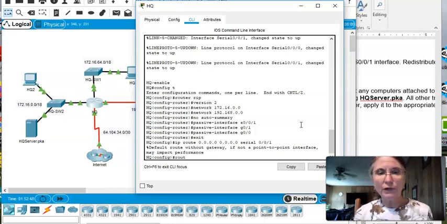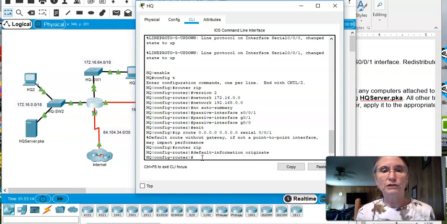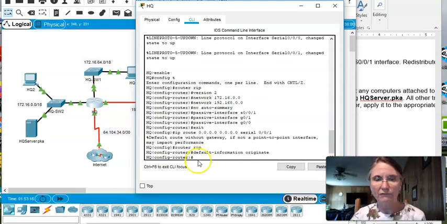But now we need to redistribute, so we need to go back into the router RIP prompt and issue the default-information originate command to redistribute that routing information.